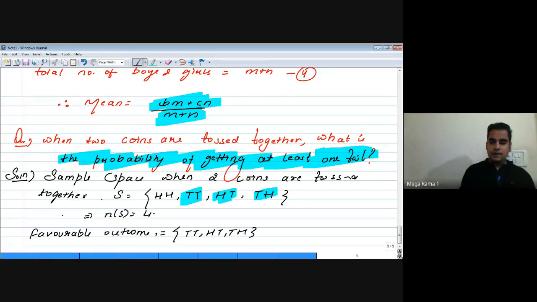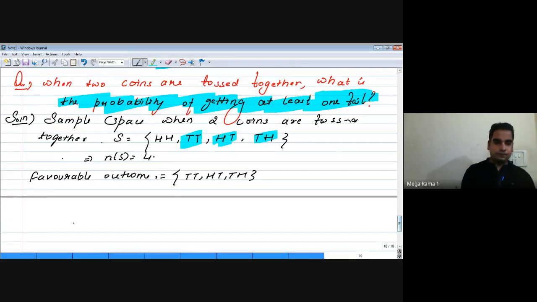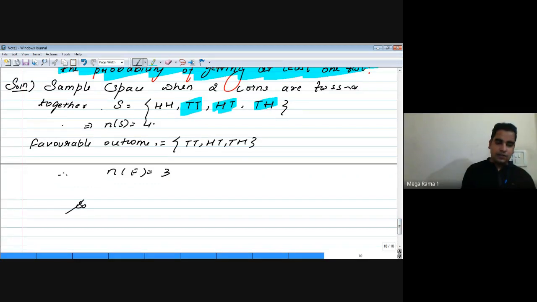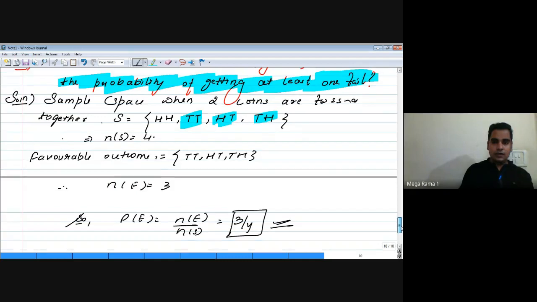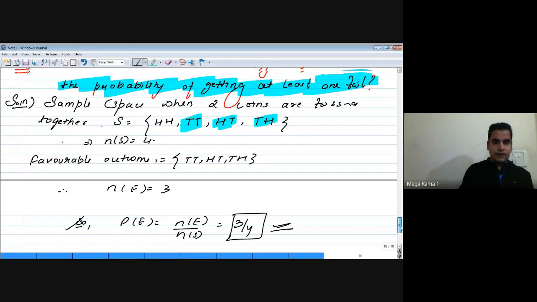Clear? Therefore n of E is equal to 3, right? Favorable outcome is 3. So the probability is going to be n of E over n of S, so that is going to be 3 by 4. So 3 by 4 is the final answer. Is that clear? 3 by 4, at least one tail. You can note it.